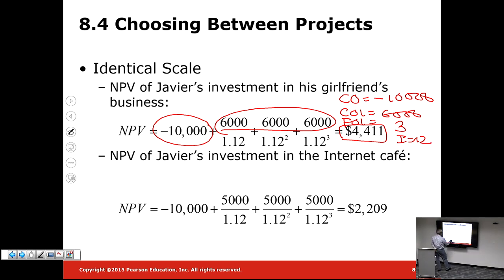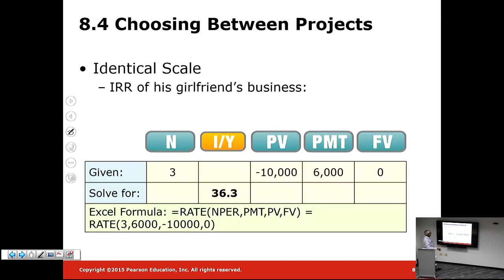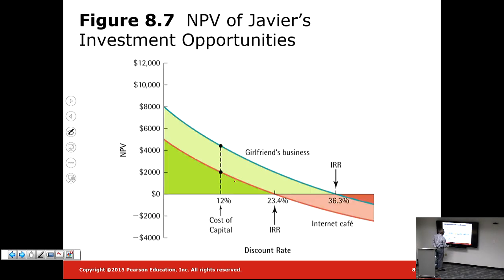Over here, I have a $10,000 investment, followed by $5,000 cash flows. And similarly, I get a net present value of 2,209. Now these two are comparable because they are similar in scale. It doesn't have to be exactly the same, but one is not, let's say, 2 times or 3 times higher than the other. I can compare them on the basis of net present value. I can compare them on the basis of IRR.